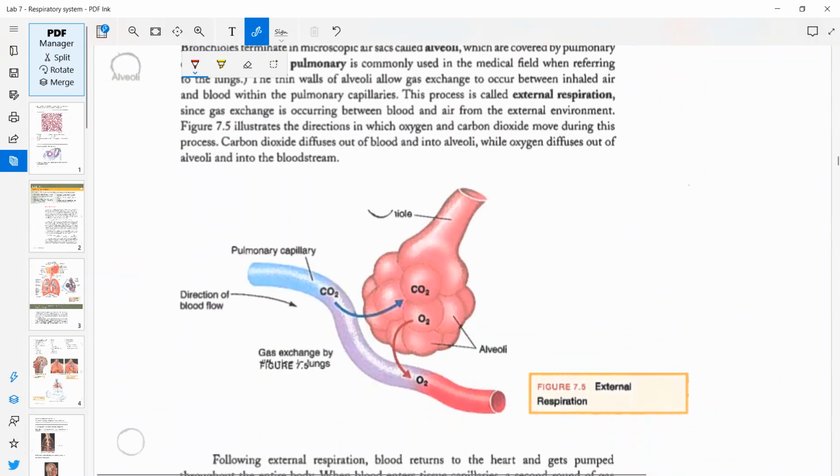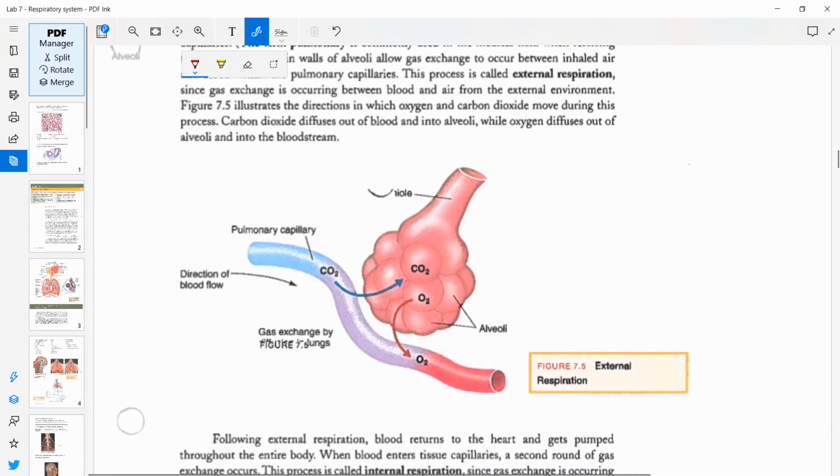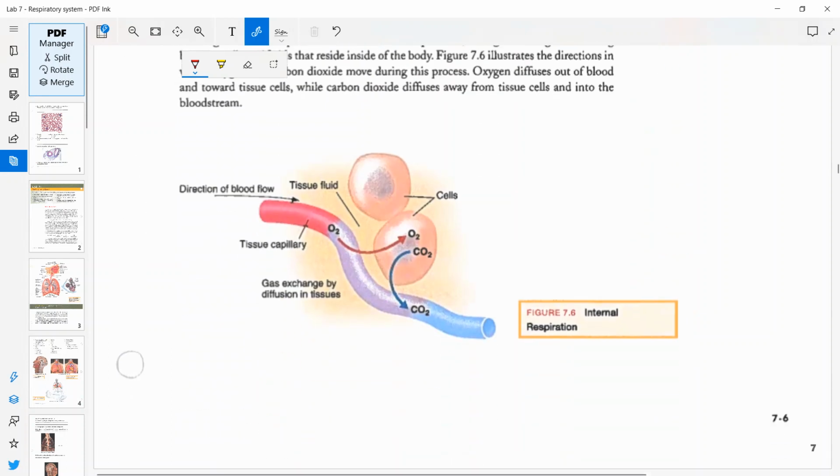So what is respiration? External respiration is the gas exchange that occurs in the lungs. In external respiration, carbon dioxide leaves the blood and gets into the alveoli and is then exhaled, while oxygen goes from the alveoli into the blood, and gets delivered to the left side of the heart and then to the entire body. And this is the internal respiration.